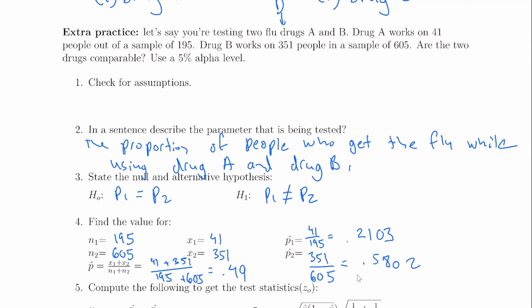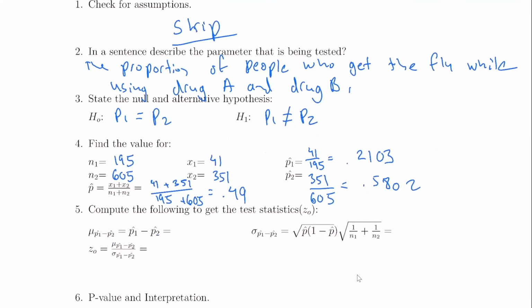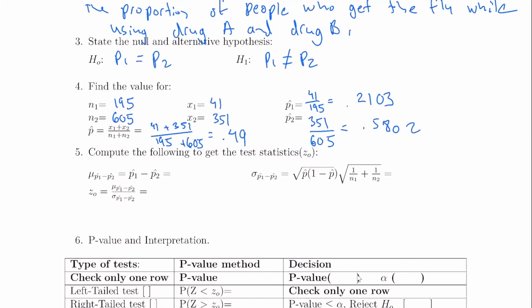Up next, for this one, we're going to skip the assumption. Hopefully you understand how to get the assumption now. So we're going to skip to step number 5. We're going to do the mean of P hat 1 minus P hat 2, so P hat of 1 minus P hat of 2.